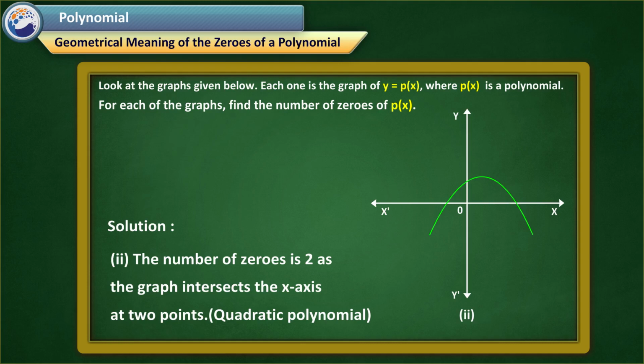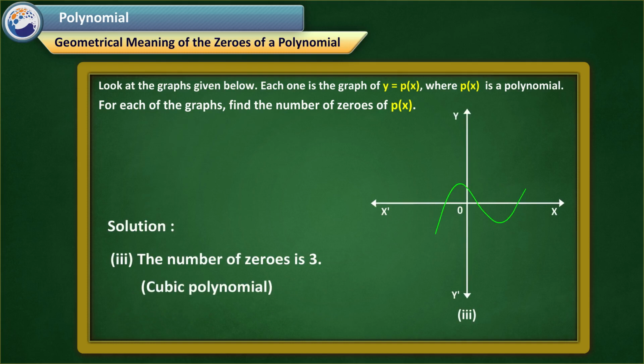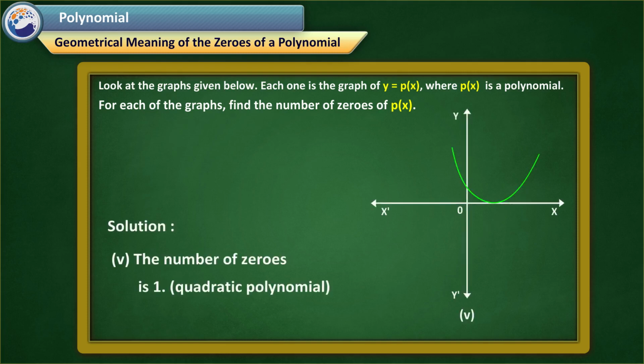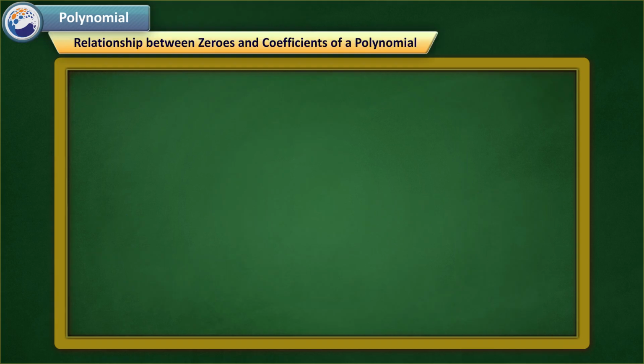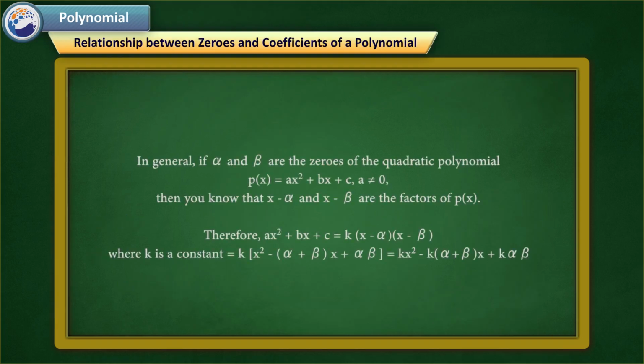Quadratic polynomial. 3. The number of zeros is 3. Cubic polynomial. 4. The number of zeros is 1. Linear polynomial. 5. The number of zeros is 1. Quadratic polynomial. 6. The number of zeros is 4. Cubic polynomial.